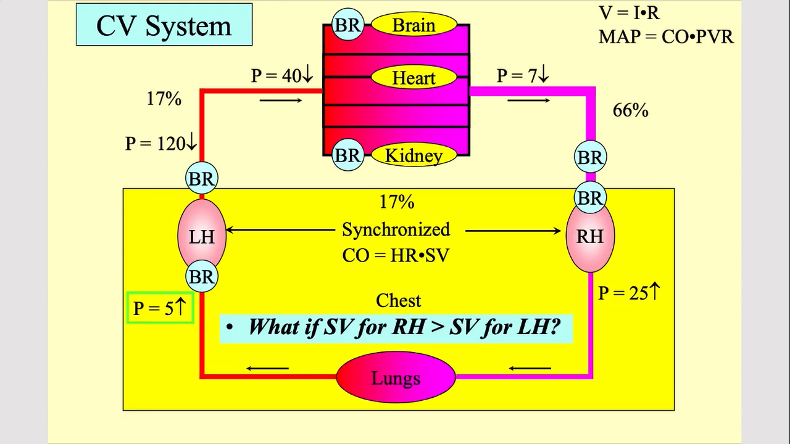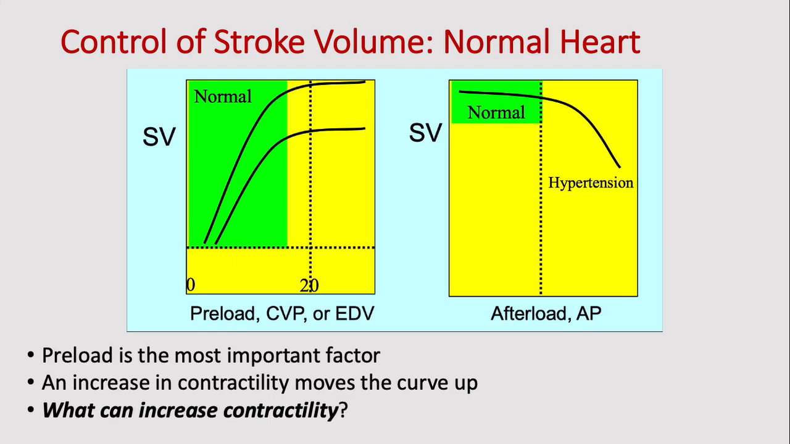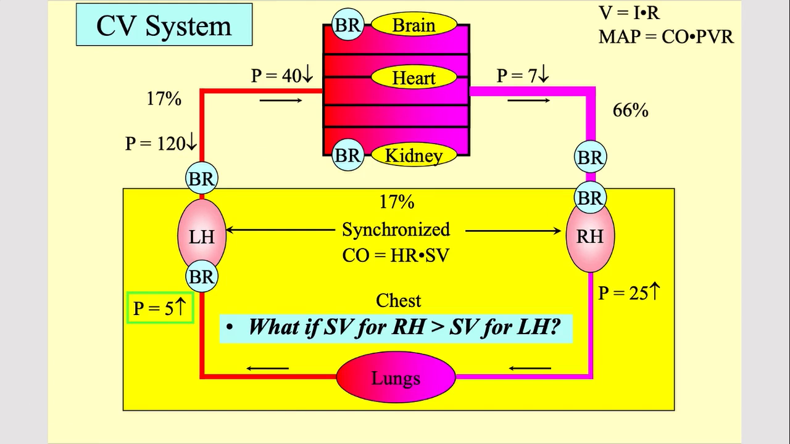So let's think about this, and we already talked about this a little bit. What if the stroke volume for the right heart is greater than the stroke volume for the left heart, right? Well, you're going to get an increase in pressure here. It's going to decrease pressure here, and decrease the afterload, which will allow the left heart to push more stroke volume against the arteries here, because essentially you're decreasing from 120 to even less, which will increase the amount of stroke volume you'll have available to push out of the heart, right?